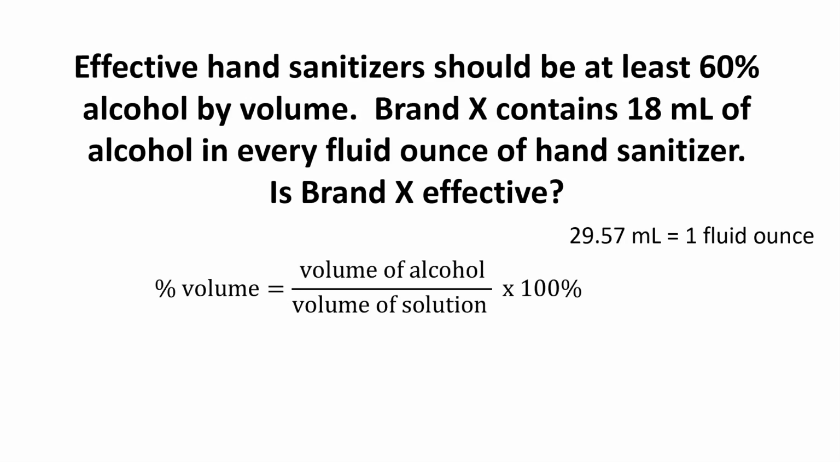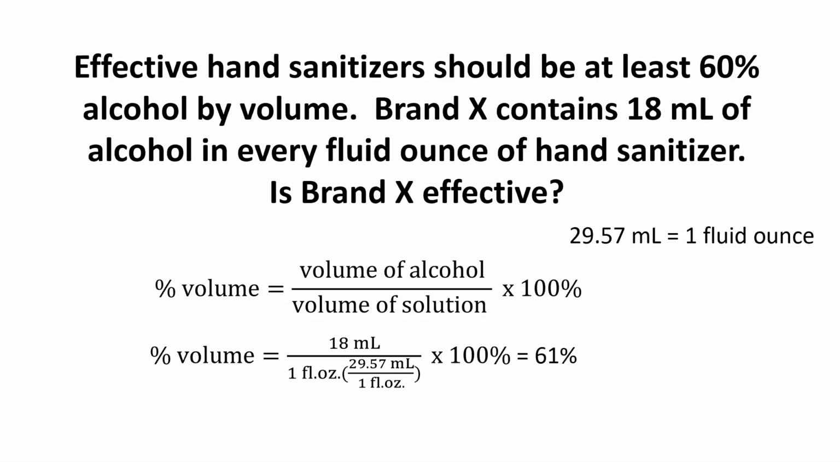So we need to have those two volumes in the same unit. We can either change our milliliters into fluid ounces, or we can change our fluid ounces into milliliters. Either one will give us the same result. In this case, I changed my 1 fluid ounce into milliliters. So in the top of that proportion is the volume of alcohol, that's our 18 milliliters. In the denominator is the volume of our hand sanitizer, so that is the 1 fluid ounce.